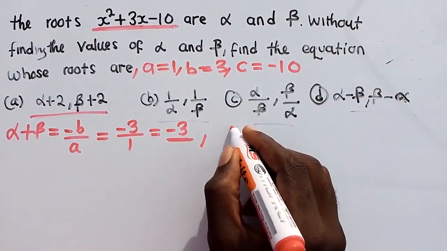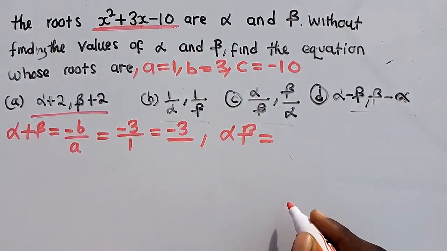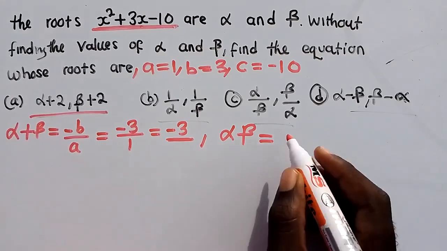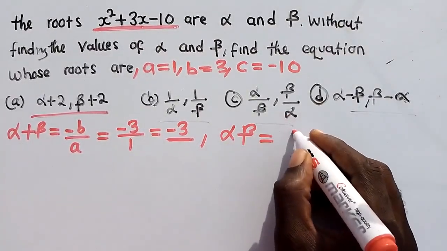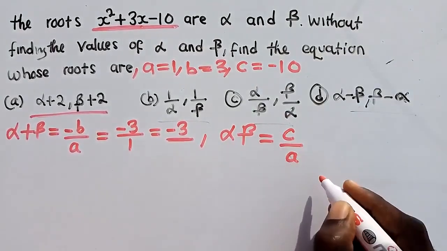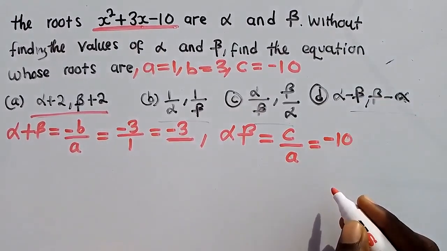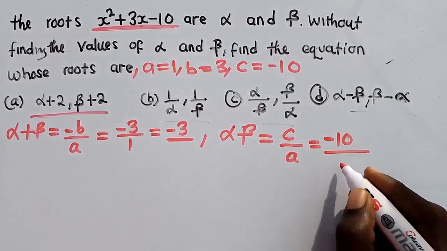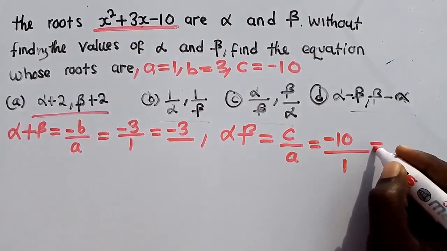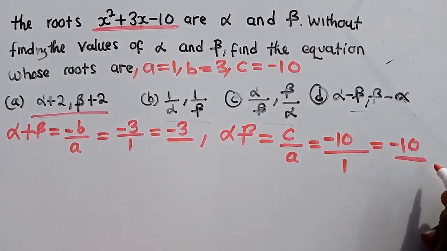Then you find the product of the roots, alpha beta. When you multiply these two, what will be your answer? The formula is C over A. What is your C? Your C is negative 10, over your A, which is 1. So my answer here is negative 10. Negative 10 is the product of the roots.